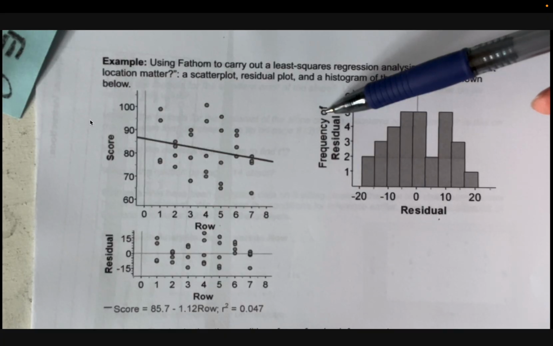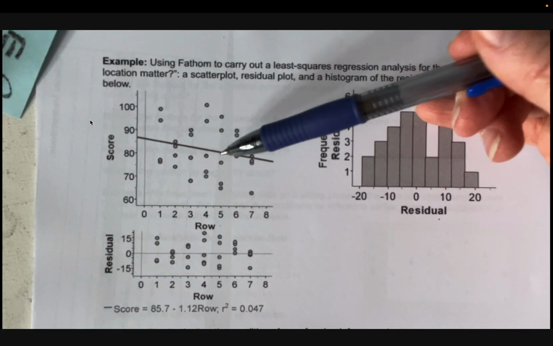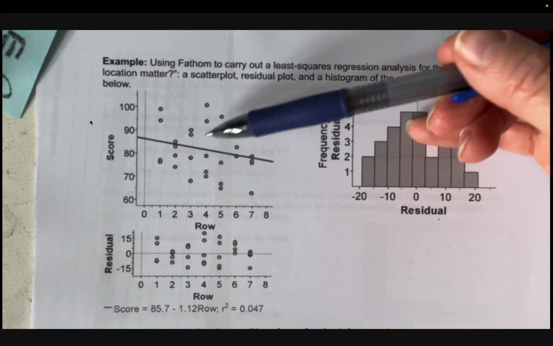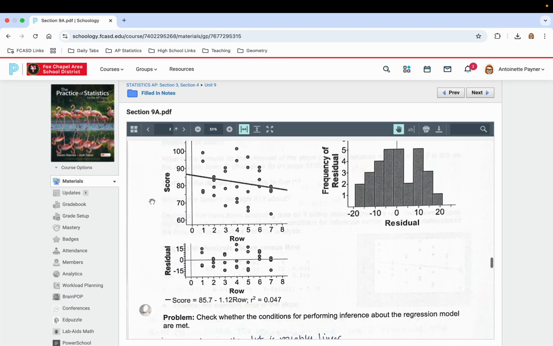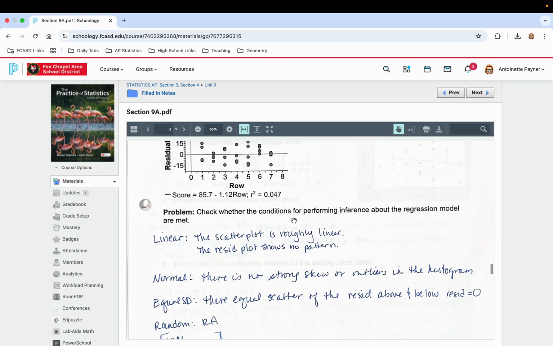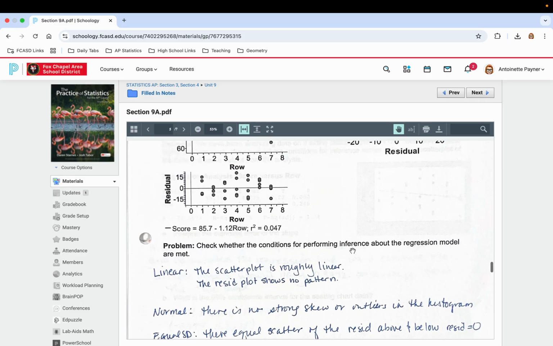So when we check the conditions, for the linear one, I can use either of these two graphs. If you notice over here, I said the scatter plot is roughly linear. The residual plot shows no pattern. You don't have to write both of those statements. You can just write one of them. I just wrote both because I wanted you to know either one of those is acceptable.